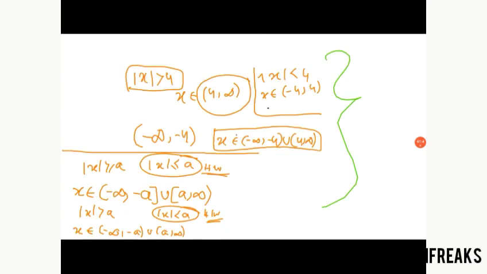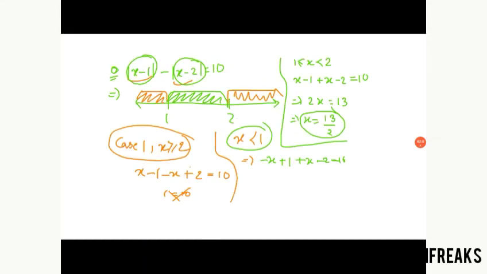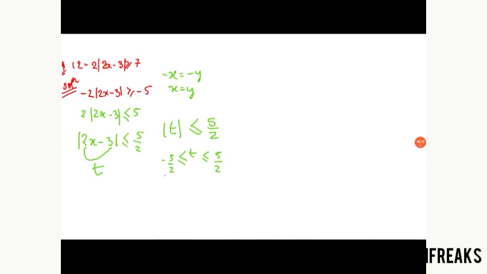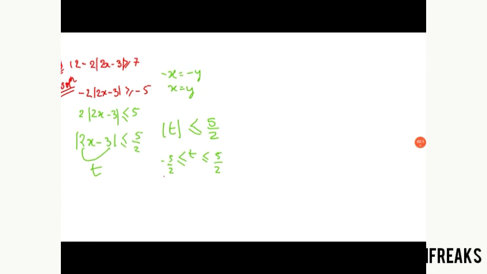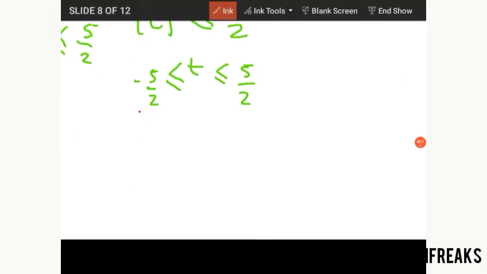See, in this portion, if mod of x is less than or equal to 3, then we have got the range as x belonging to minus 3 to 3. Similarly here, t is less than or equal to 5 by 2, so t will belong from minus 5 by 2 to 5 by 2, where both the extremes are included. So if you replace the value of t here, what you are going to get is 2x minus 3, correct, less than 5 by 2.